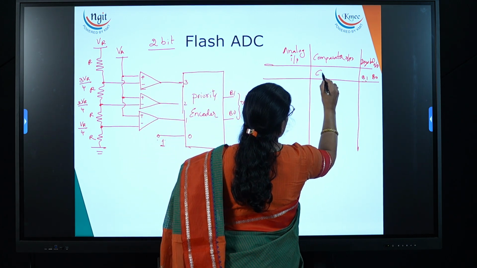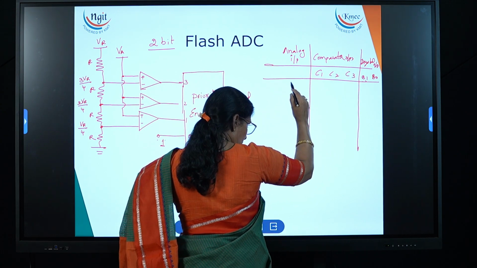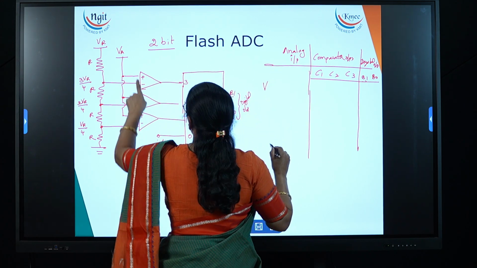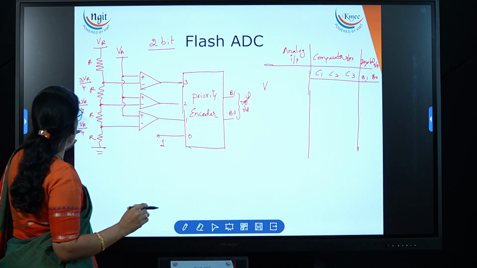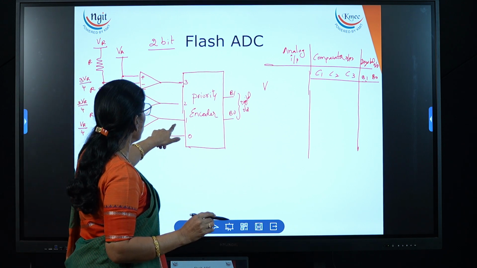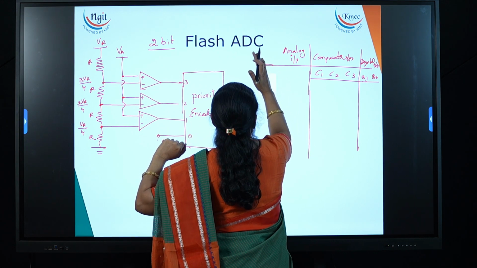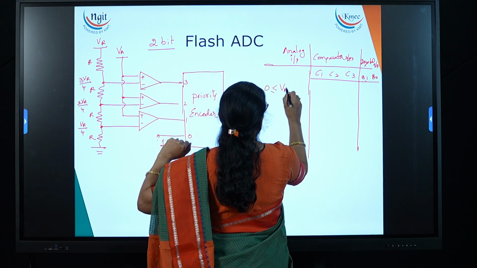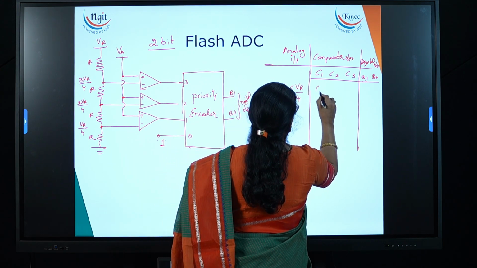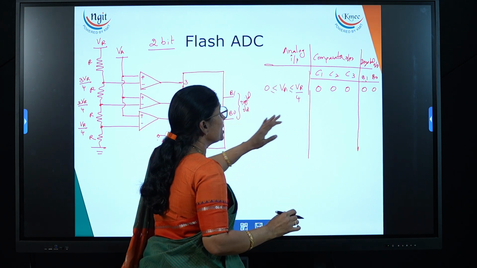So here I am taking C1, C2, C3, and the analog input values directly. Now if my analog input is between V reference and 2V reference, at that time my comparator 1 will be high. If my analog voltage is between 0 and V reference by 4, then all comparators are 0 at the beginning. For all zeros it will give the 0.